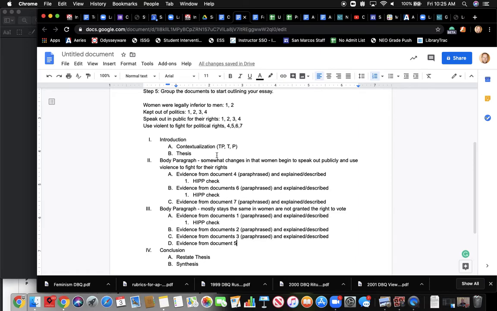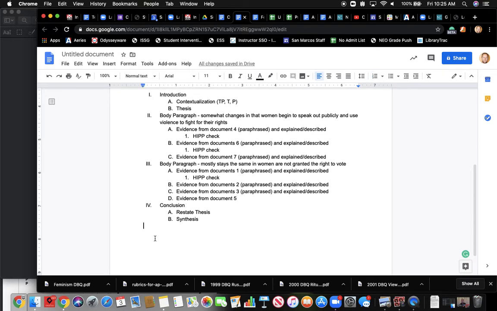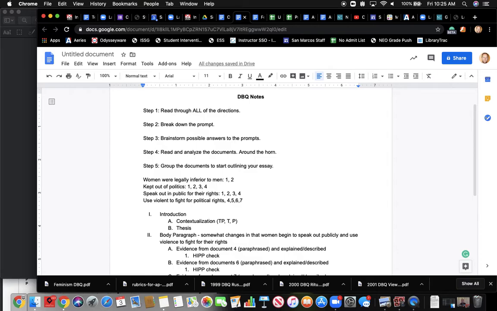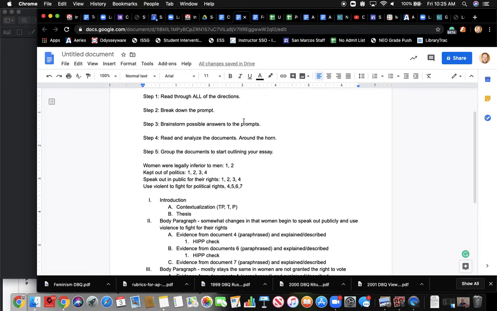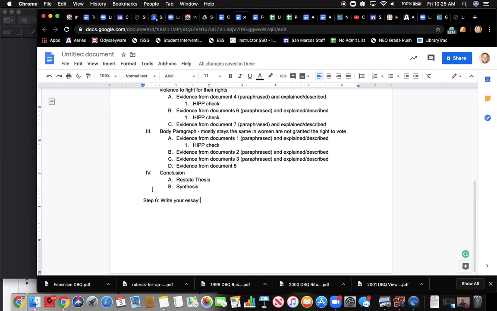So again, these are the basic steps of doing a DBQ. Step 6, write your essay. If you go through these steps, that will help you be successful in the DBQ. Step 1, reading through all the directions. Step 2, breaking down the prompt. Step 3, brainstorming possible answers to the prompt. Step 4, read and analyze the documents by going around the horn. Step 5, group the documents to start outlining your essay. And then step 6, you start writing your essay.